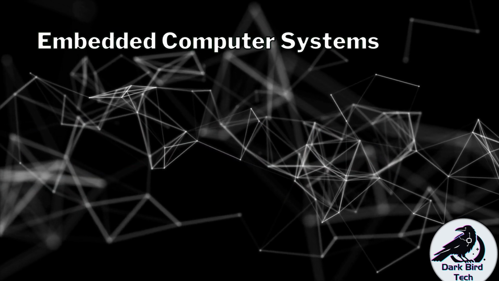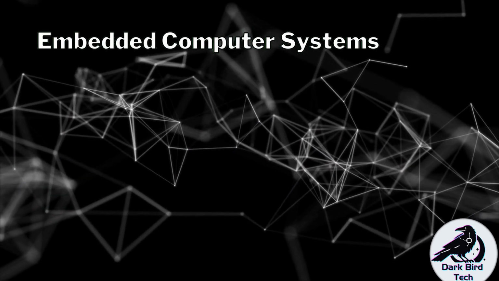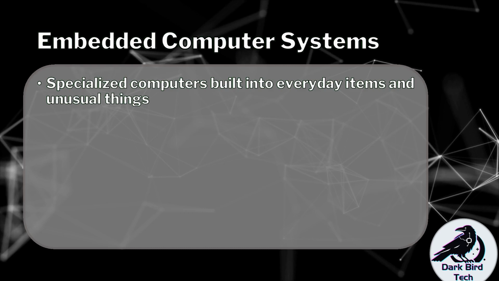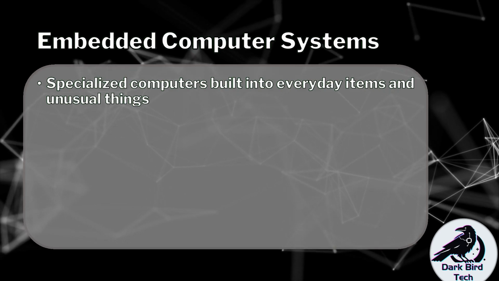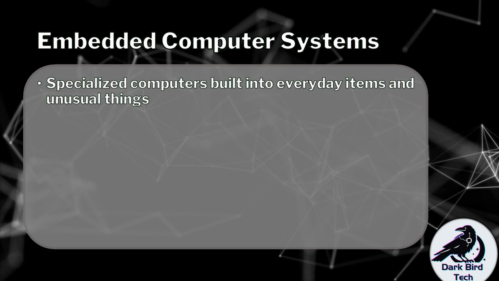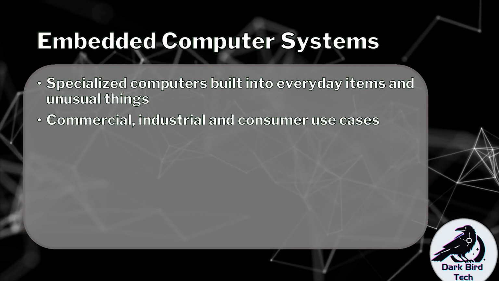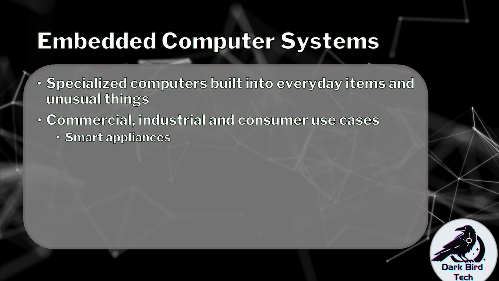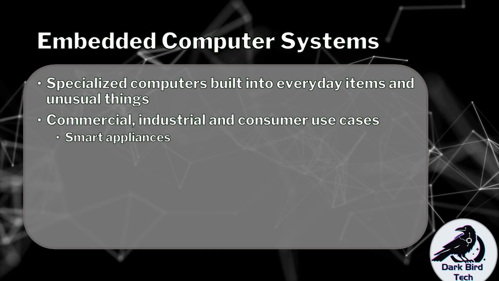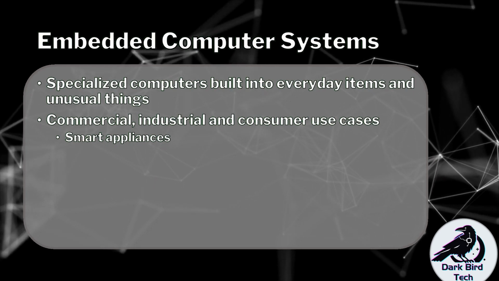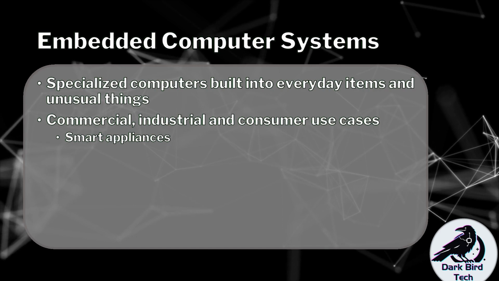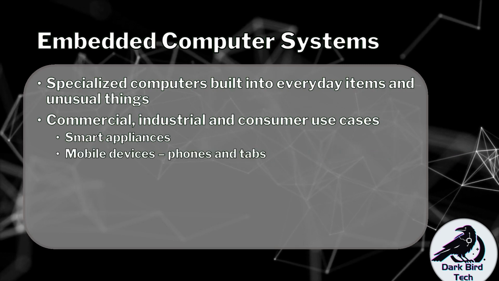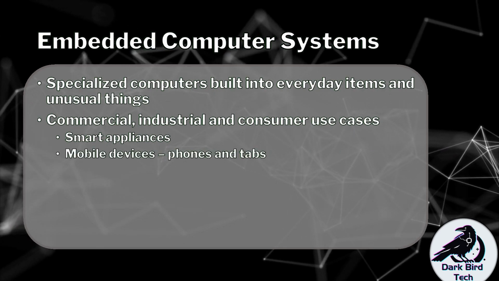So first of all, what on earth is an embedded computer system? It is a specialized computer that gets built into ordinary everyday things. It's a little bit unusual for a computer to be built into. Now, with embedded computers, there are commercial, industrial, and consumer use cases for these things. Smart appliances are a common consumer example of an embedded system, where a computer gets built into a TV, a refrigerator, a washing machine, you name it. Your mobile devices, like your phones and your tablets, are another embedded system.